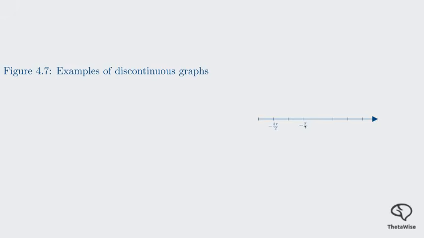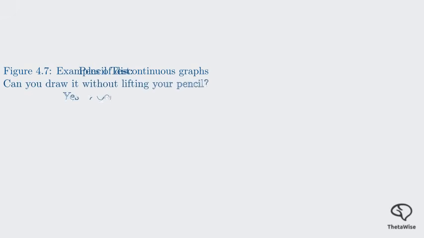Let's look at another example of discontinuity from figure 4.7. This graph shows the function y equals tan x. It has multiple branches, each separated by a dashed vertical line. These vertical lines are asymptotes, where the function's value goes to infinity. Since there are these infinite breaks, the tangent function is discontinuous. There are many types of discontinuities, but for now, remember this simple visual test. Can you draw it without lifting your pencil? If yes, it's continuous. If no, it's discontinuous.